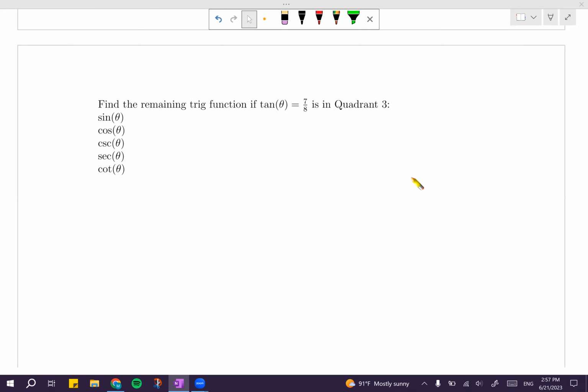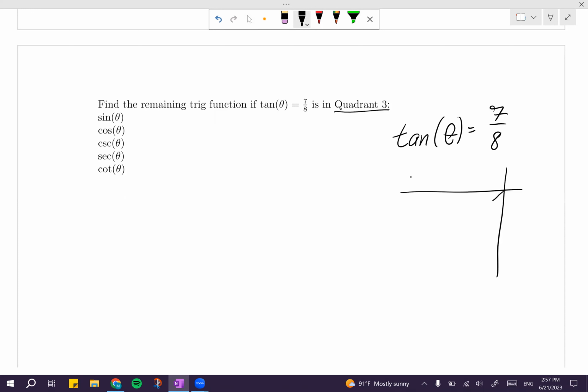Hey, so we've got this problem, and they want us to find these remaining trig functions using tangent of theta is equal to 7 over 8. And we're in the third quadrant, so it looks something like this. Our theta is right here. Our opposite is 7, our adjacent is 8, and our side C is our hypotenuse.